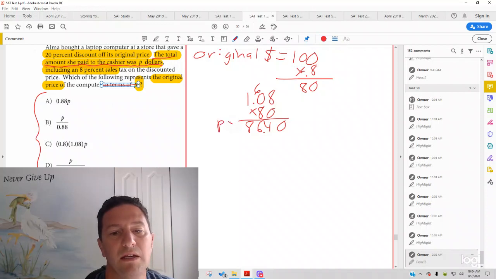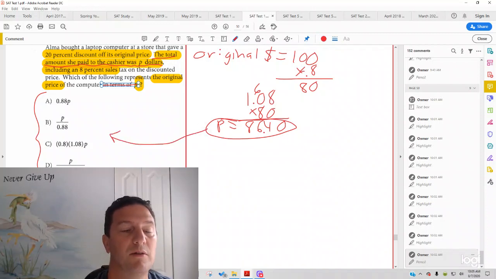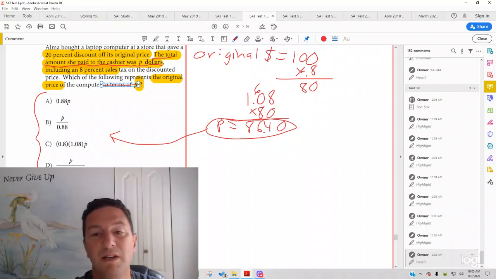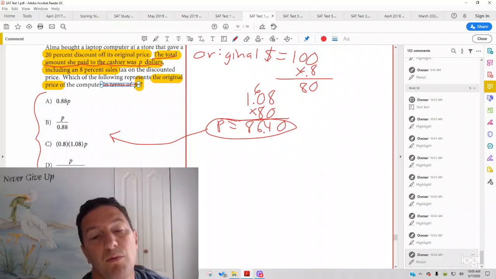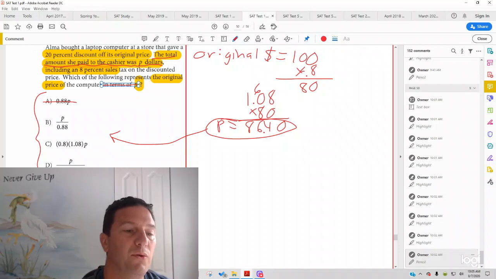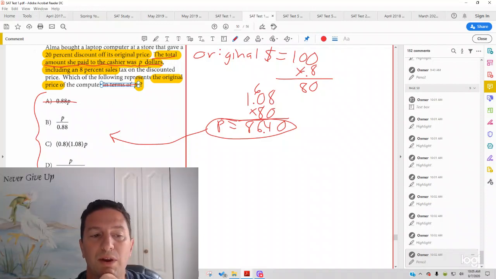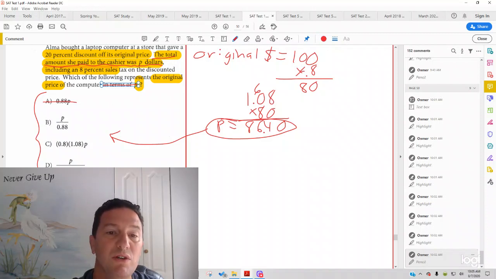Now, what it tells you is that the total amount she paid to the cashier was P dollars. So your P equals 86.4. If you notice, each answer choice has a P in it, so you're going to replace each of those P's with 86.4. You might know that multiplying by 0.88 is going to make something smaller. If you multiply by anything between 0 and 1, you're going to make the other value smaller. So there's really no reason to check A if you notice that. And if we look at answer choice C, remember 0.8 is decreasing 20% and 1.08 is increasing 8%. If you're decreasing 20% and increasing 8%, your decrease is more than your increase.